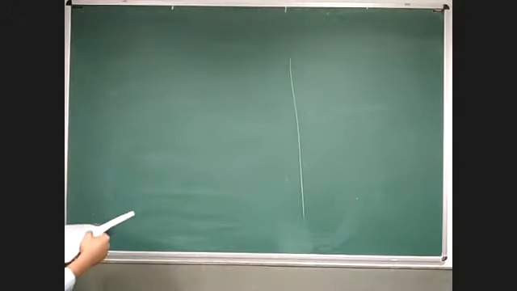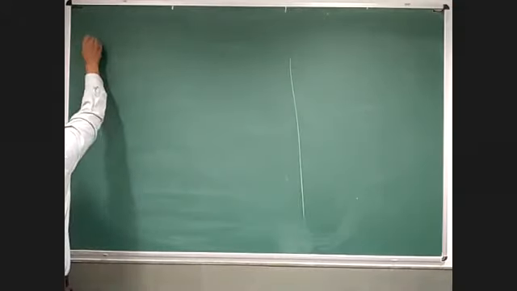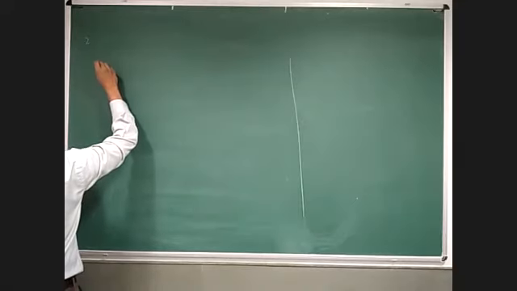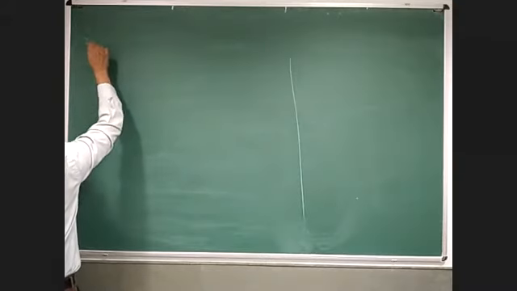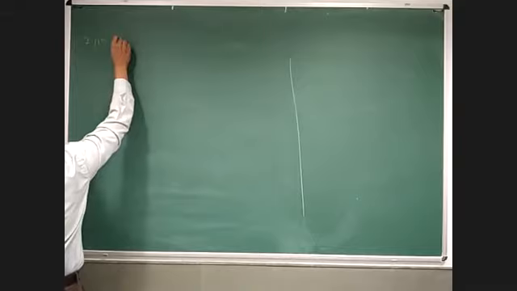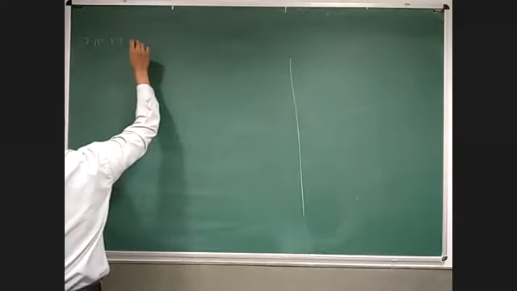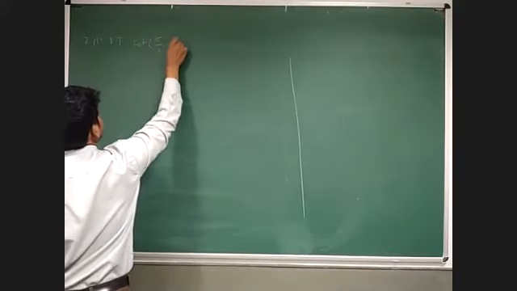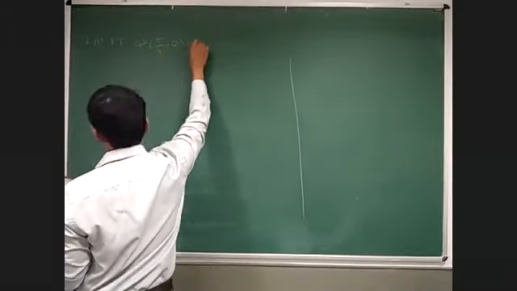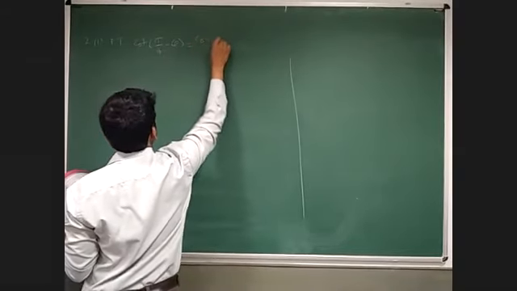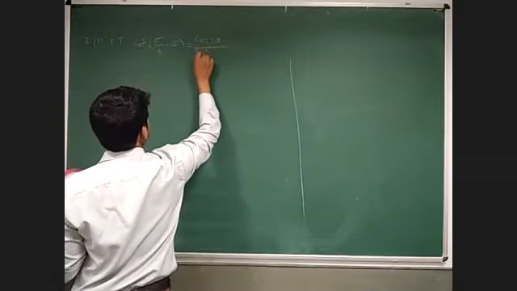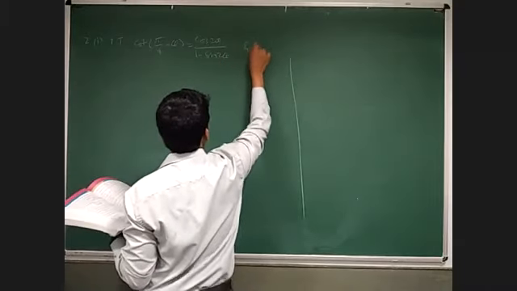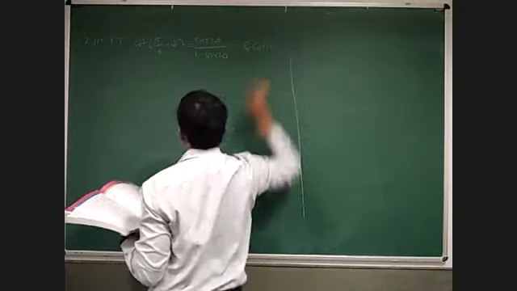Now the next question is question number two: prove that cot(pi/4 minus theta) is equal to cos 2 theta over 1 minus sin 2 theta. Okay, so here I'm going to tell you very fast. We have to prove this, and we also have to find the value of cot 15.